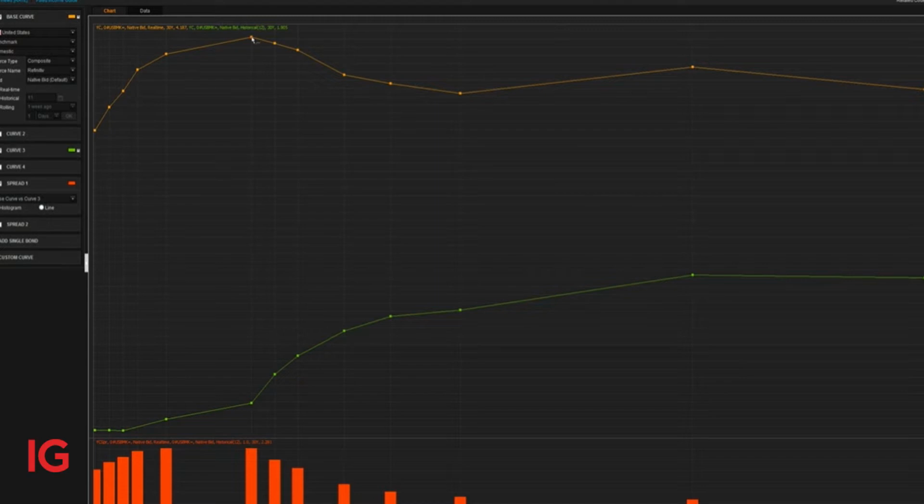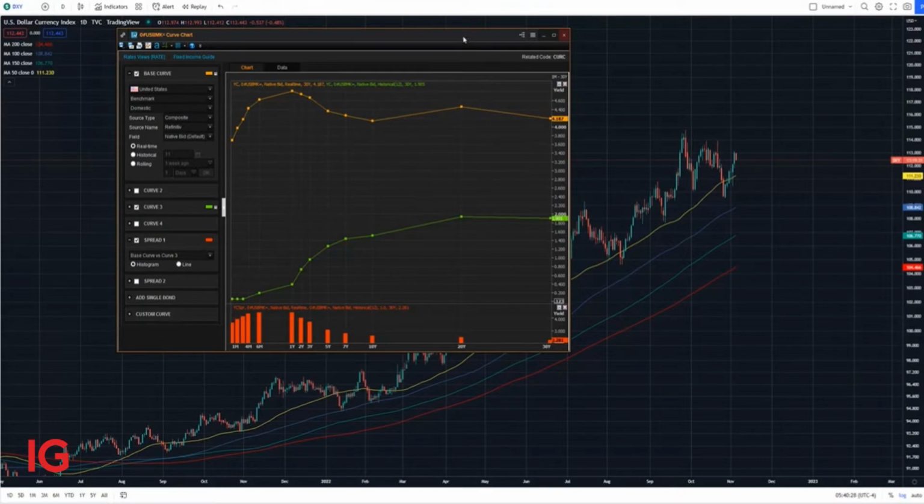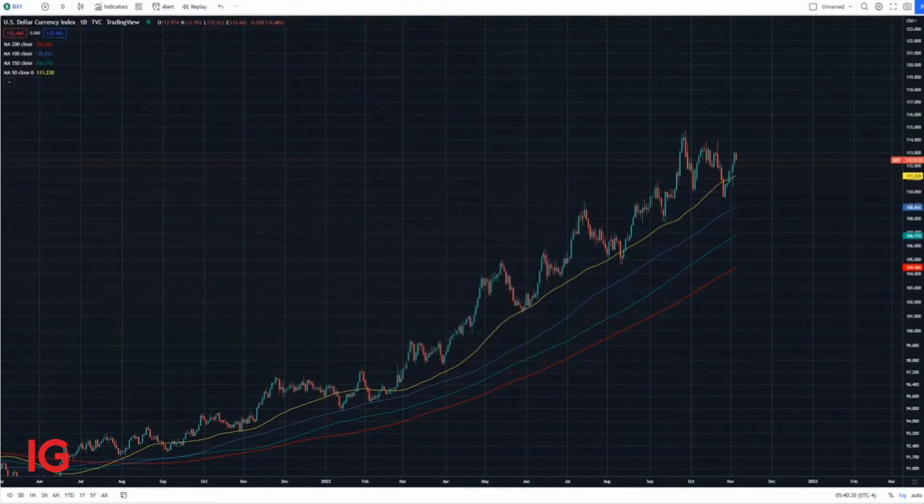Now we're looking at 45, 50 basis points of inversion between 2s and 10s within that area. So the bond market is clearly telling us that the economy is going to slow, and the closer we get to that, the more we're going to also see bond yields back off, meaning coming down, and then the dollar is going to come down.